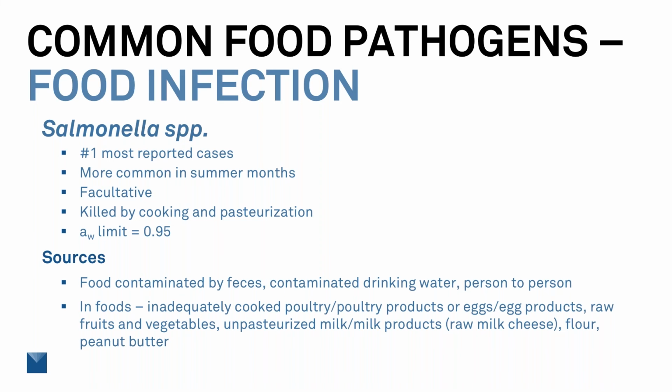The sources: it is contaminated by feces, contaminated drinking water, person-to-person contact, we see that. In foods, we have inadequately cooked poultry and poultry products, eggs and egg products, raw fruits, vegetables, unpasteurized milk and milk products like raw milk cheese, which there is a recall for as well. Flour, which there's also a recall for Salmonella right now, and peanut butter, which we've seen in the past.